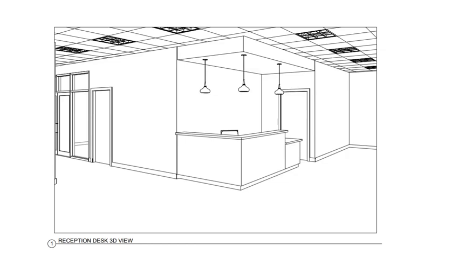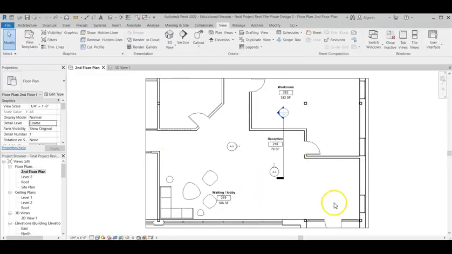In this video, I'll show you how to use the Model in Place tool to create a simple reception desk design. This reception desk will feature a toe kick, a 42-inch high transaction counter, and a drop-down area for ADA accessibility. You'll start the process by creating a floor plan and adding 2 elevations and a section view.